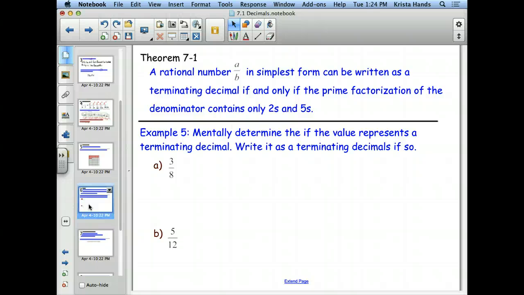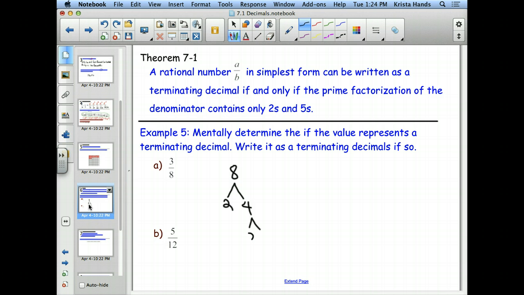So, letter A, 3 over 8, is reduced, right? 3 and 8 don't have anything in common. So what we do is we take the value 8 and we factor it. How does 8 factor? Let me do it this way. Some of you haven't had that from me, so. How does 8 factor? 2 and 4. And can we go any further? Yep, the 4 goes into 2 and 2. So the 8 factors into 2 times 2 times 2.